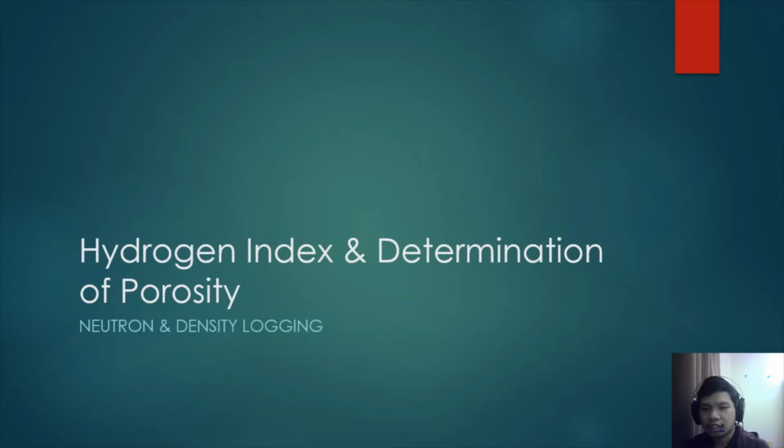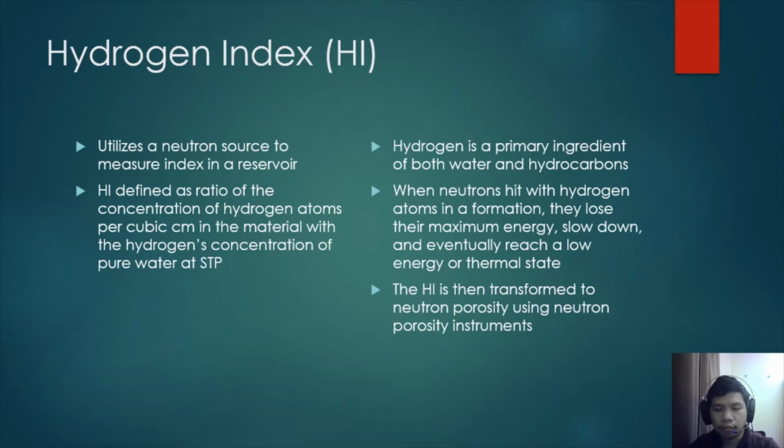The hydrogen index and determination of porosity using neutron and density logging. So first off is hydrogen index. Hydrogen index is mainly used in neutron logging, whereby it utilizes a neutron source to measure the index in a reservoir. The reason hydrogen index is used is because hydrogen is known to be a primary element of both water and hydrocarbons.